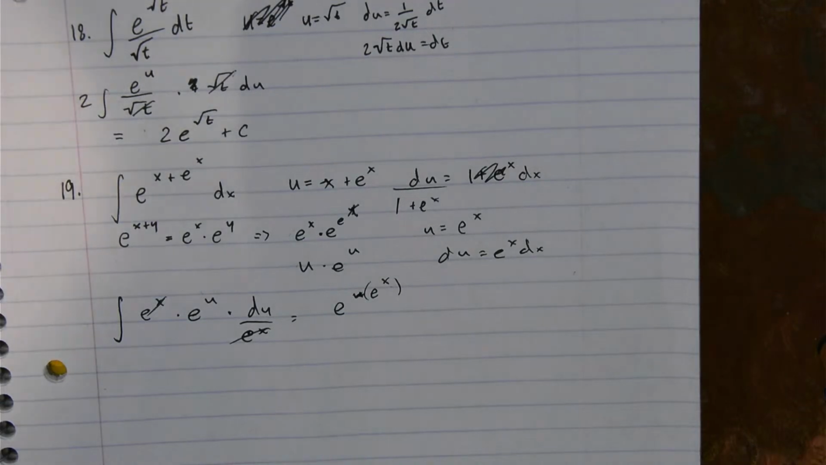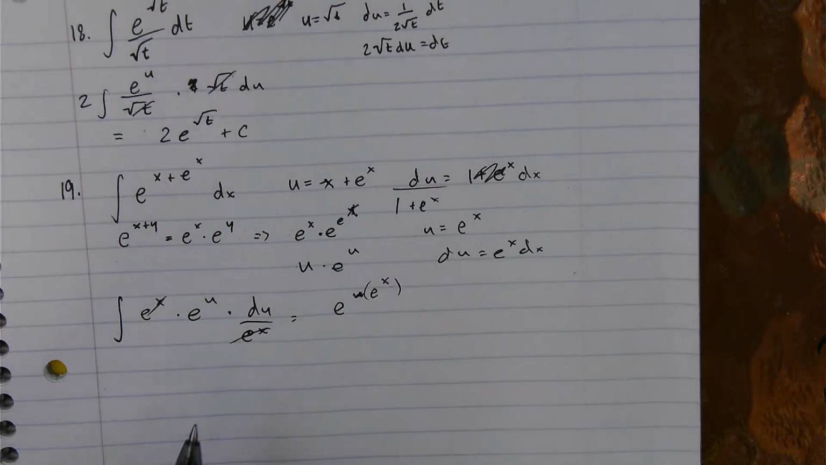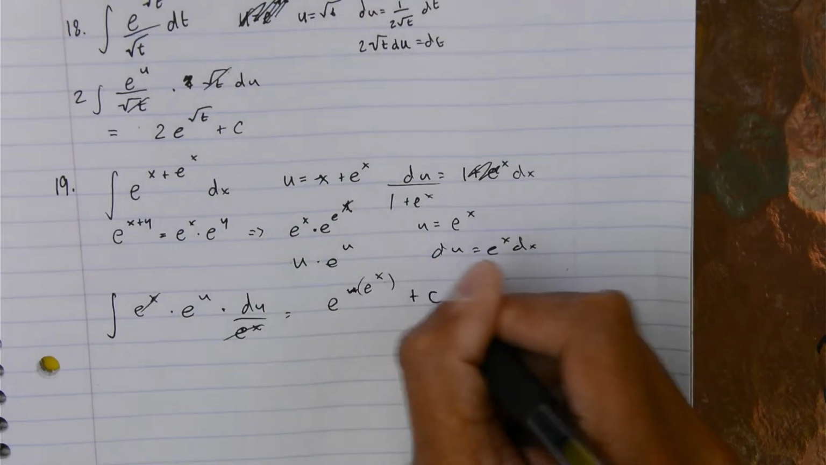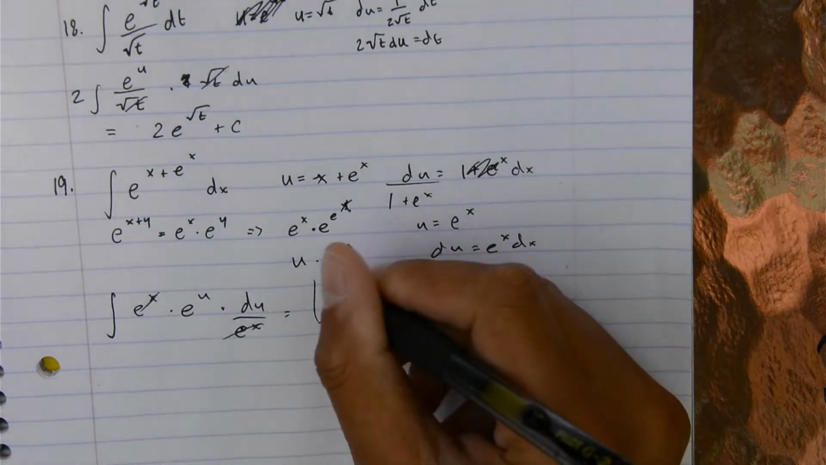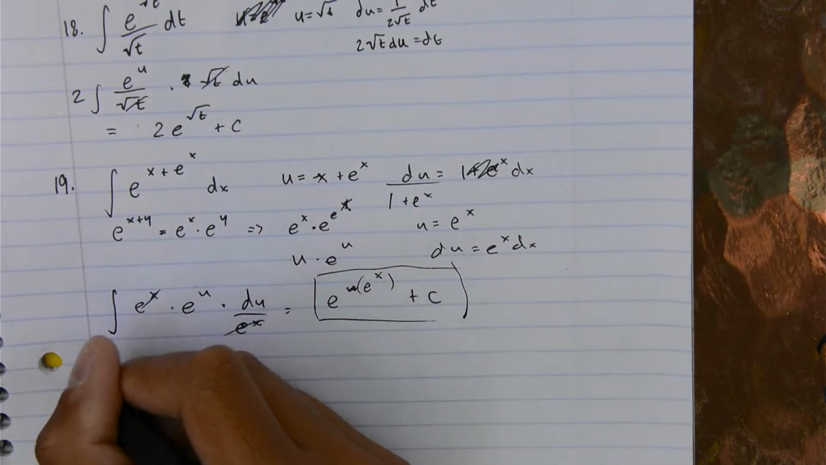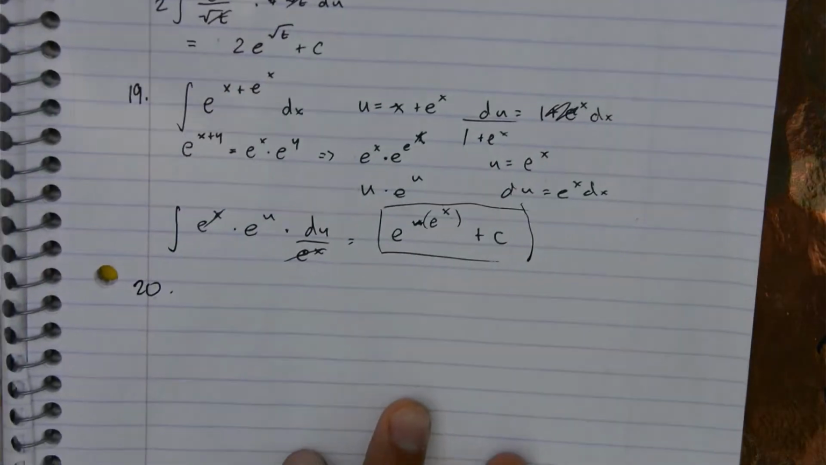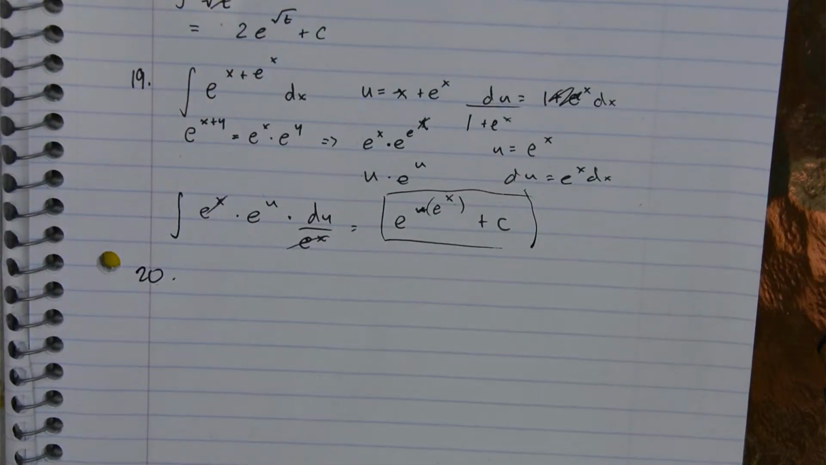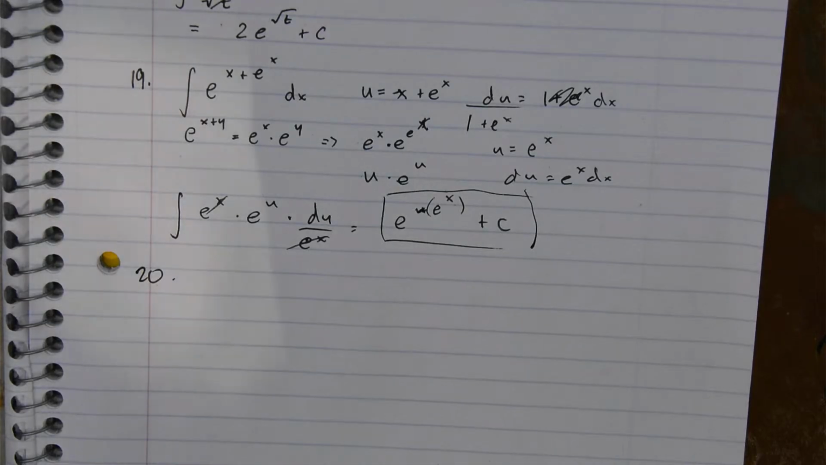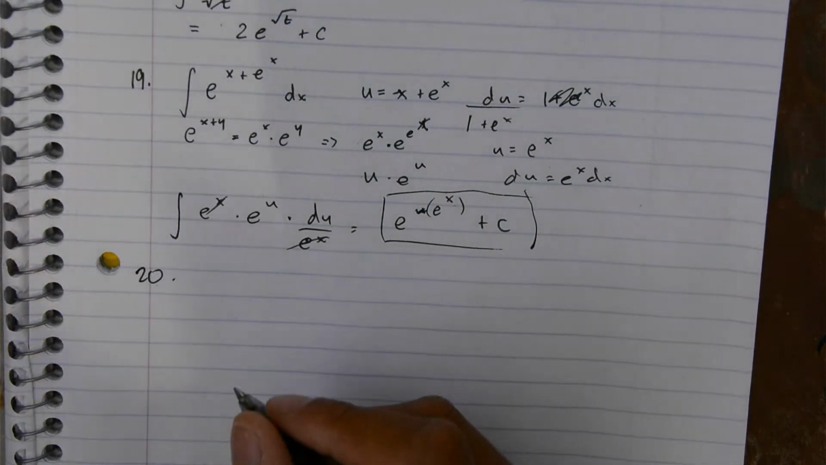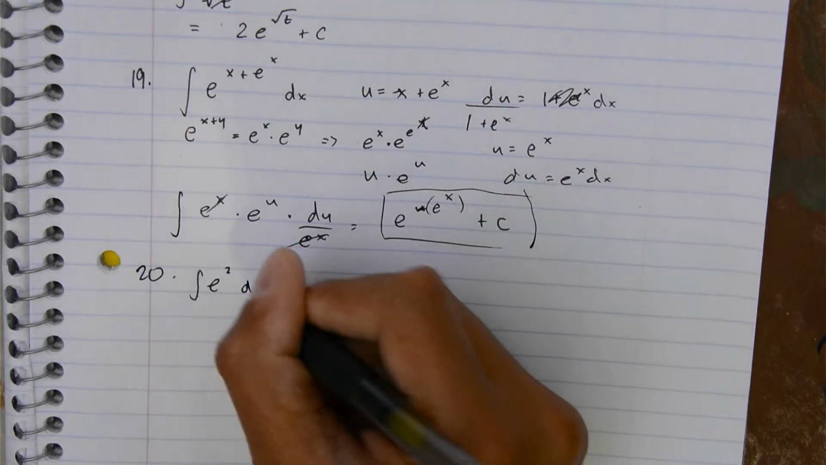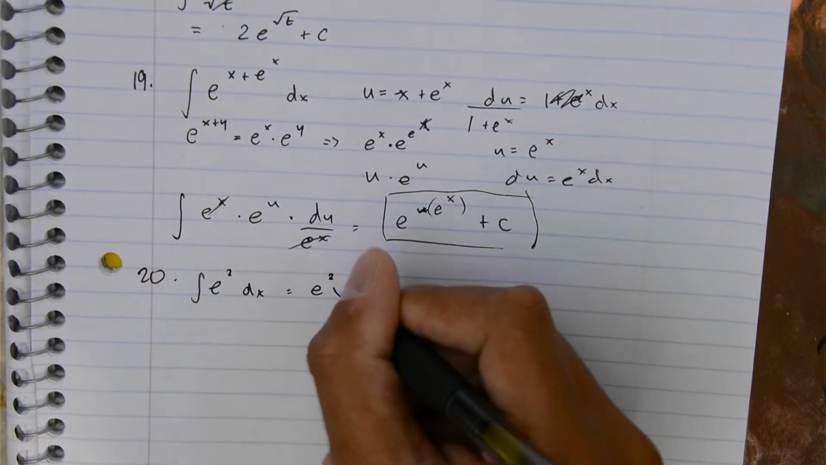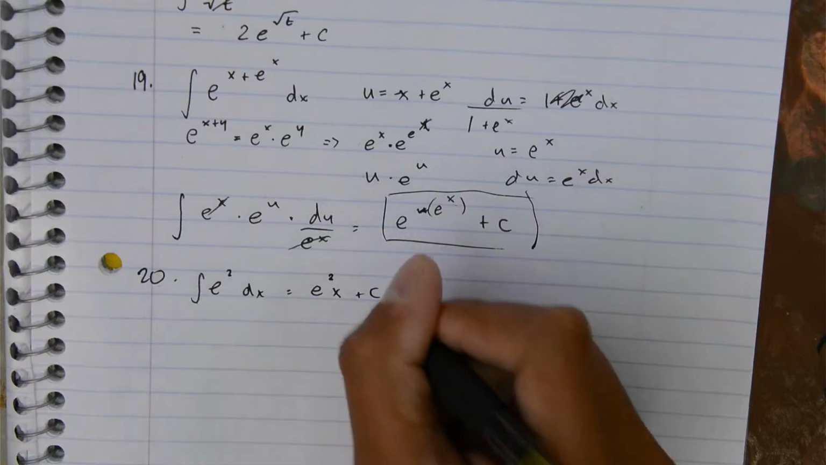Okay. Yes. All right. So this is it. E to the x plus c. All right. Problem 20. Crazy how long these integrals take. 20 is... Oh, what? 20 is e squared dx. This is just going to be e squared x plus c.